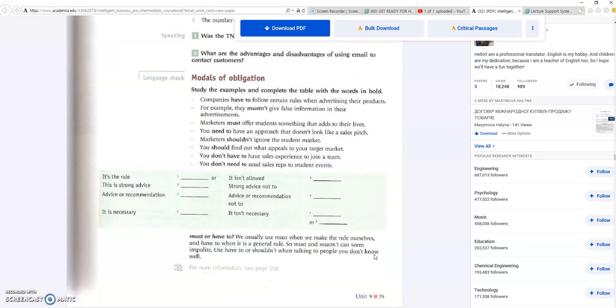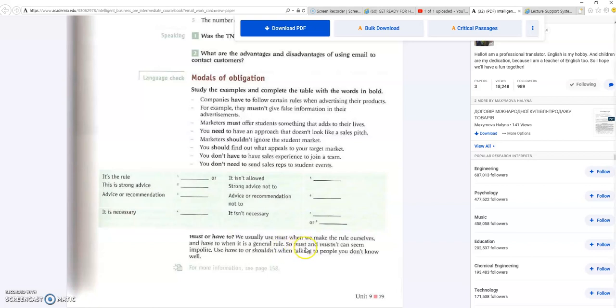Okay, and let's see what it says here at the bottom. Must or have to. We usually use must when we make the rule ourselves, and have to when it is a general rule. So if it's the rule, you have to. You have to wear a mask when you go in the door. So there's an example of a rule. If you don't wear the mask, you'll probably be told to exit the building and put your mask on before you come in.